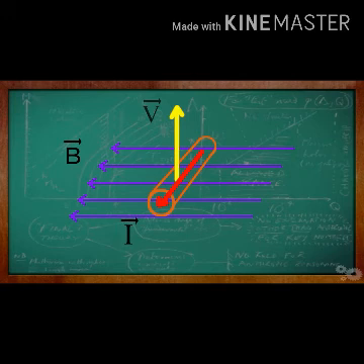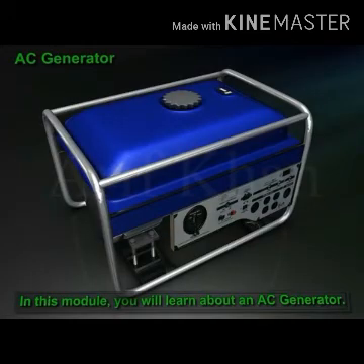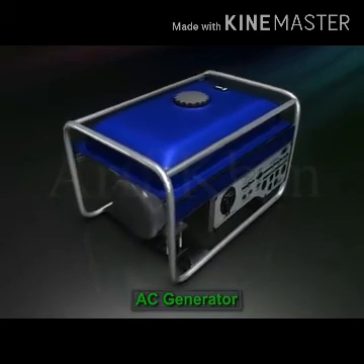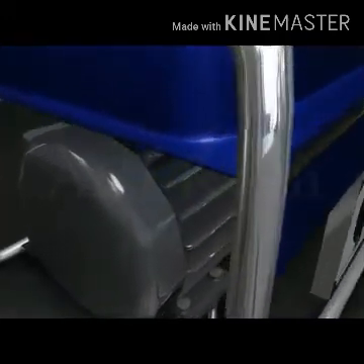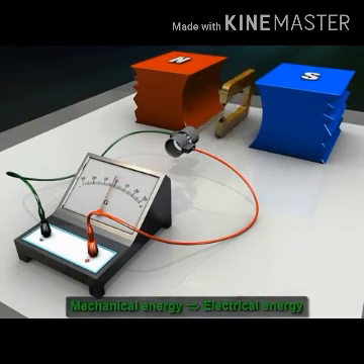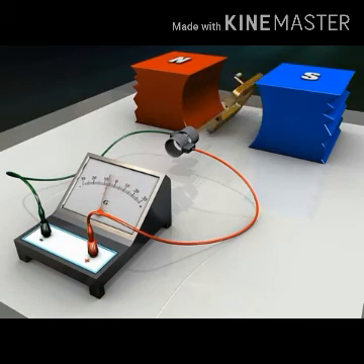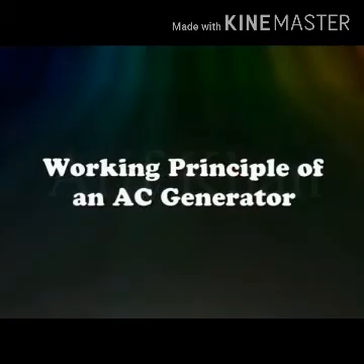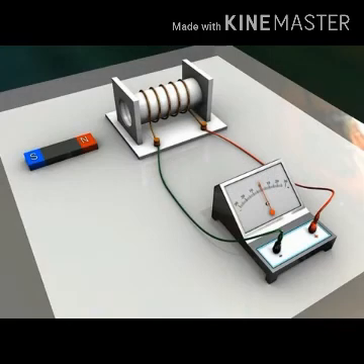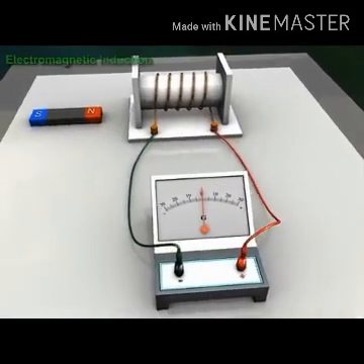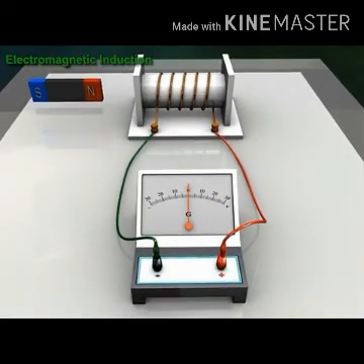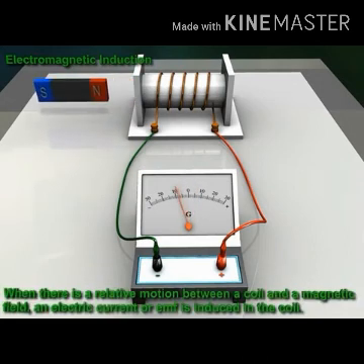Now let's see the last topic of the lesson, that is electric generator or AC generator. An AC generator is an electric generator that converts mechanical energy into electrical energy in the form of alternating EMF or alternating current. Working principle of AC generator. An AC generator works on the principle of electromagnetic induction. In electromagnetic induction, when there is a relative motion between a coil and a magnetic field, an electric current or EMF is induced in the coil.